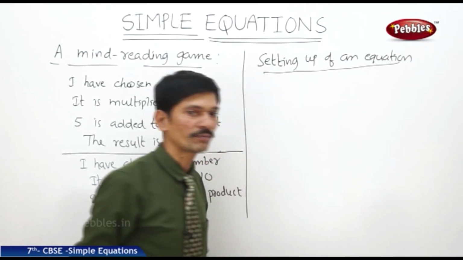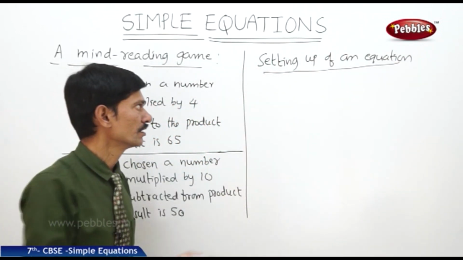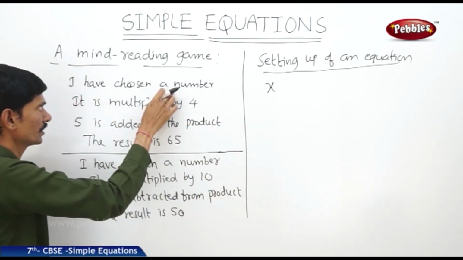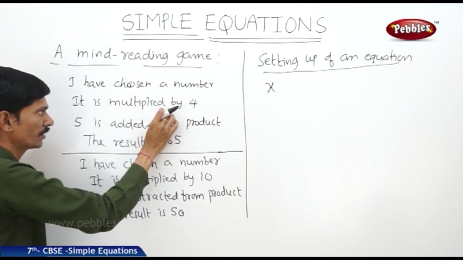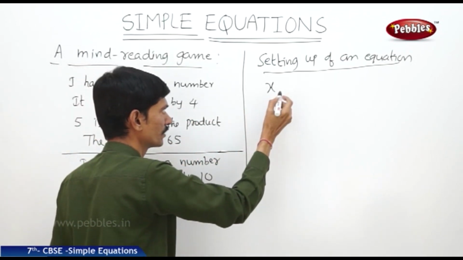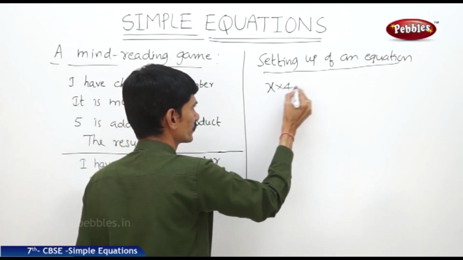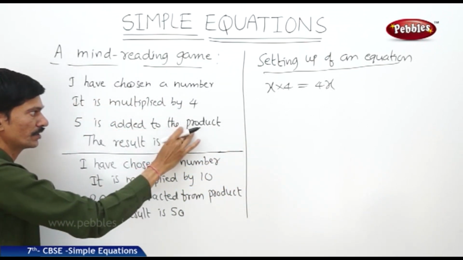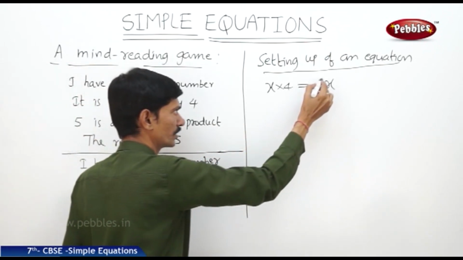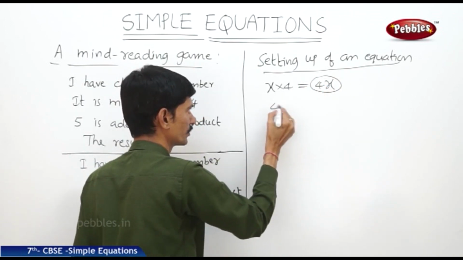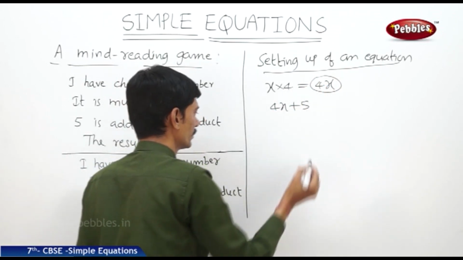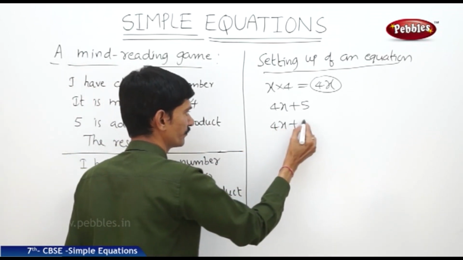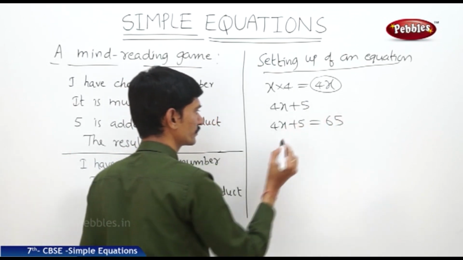Now here the unknown number is represented by any of the variables such as x. So the unknown number is represented by x here. Then it is multiplied by 4. So here x is multiplied by 4, then we get x into 4, so that equals 4x. Then 5 is added to the product. So the product is 4x. Then 5 is added. So we get 4x plus 5. Then the result is 65. So then the result 4x plus 5 equals 65.